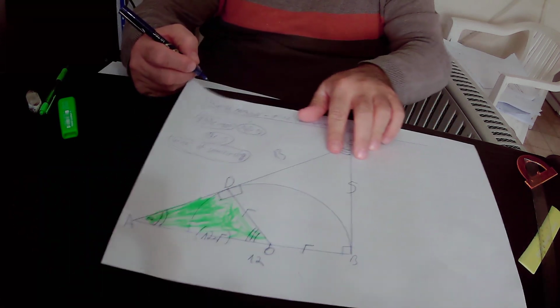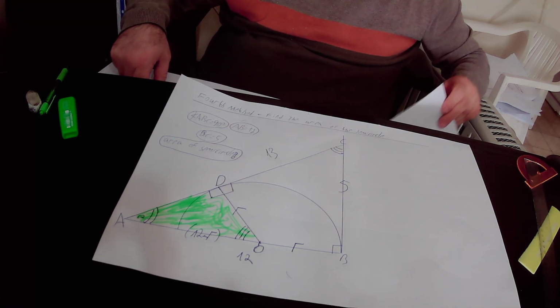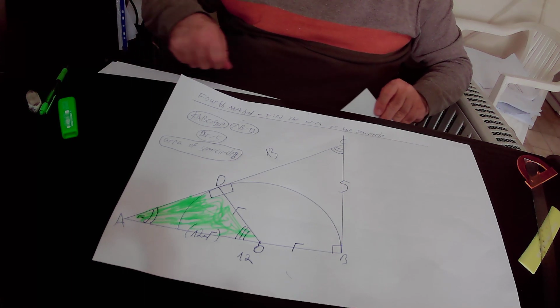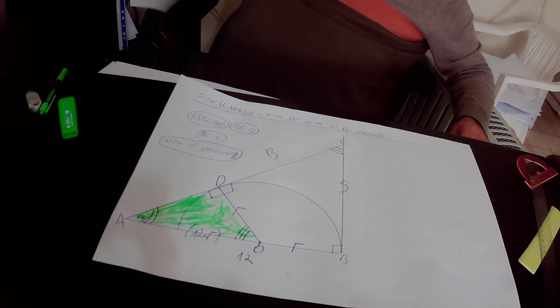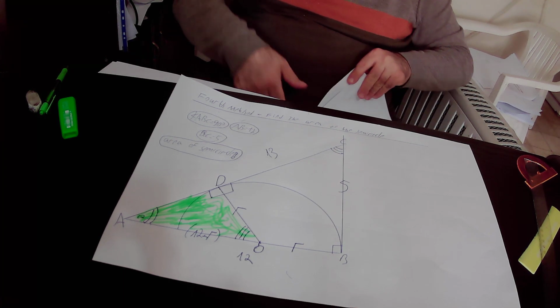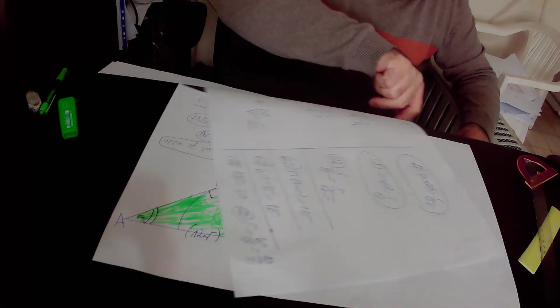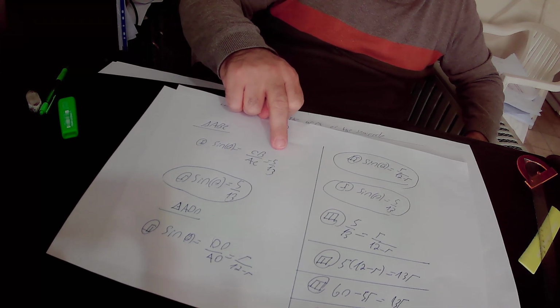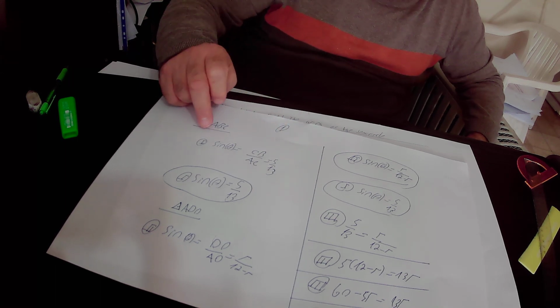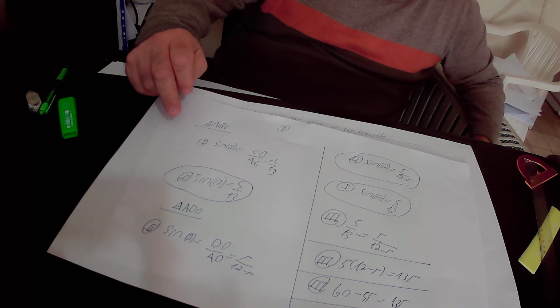And if we focus on the right triangle ABC, sine theta equals BC over AC. Again, in the right triangle ABC, sine theta equals CB over AC. CB equals 5 units, AC equals 13 units. So we found out that sine theta, according to equation number 1, equals 5 over 13.